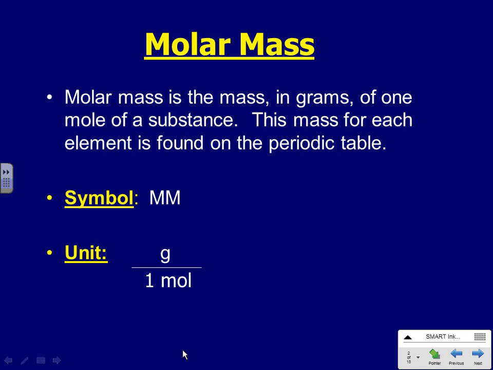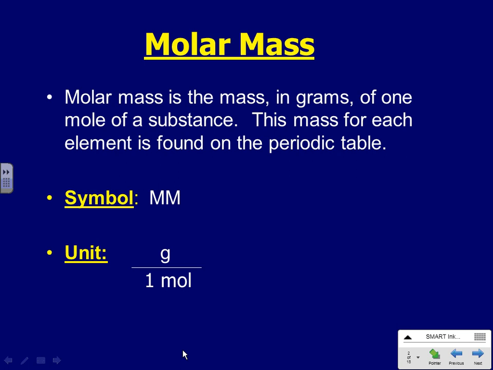Molar mass is the mass in grams of 1 mole of a substance. It's pretty straightforward. Entities are too small, so we put them into these big groups of entities called moles. And now we want to know what's the mass of a mole of a substance. The symbol is MM, stands for molar mass, not too surprising, and it's going to have a unit of grams per mole, or grams per 1 mole.